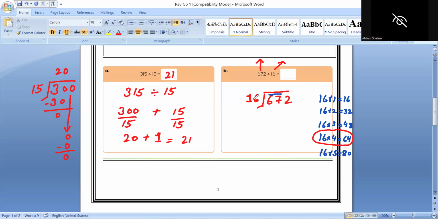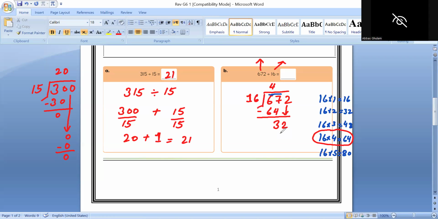16. 16 is already available. What is the next number? 4. I will write here 4. What is the last number after equals? 64. So I can write 64. 7 minus 4 equals 3. 6 minus 6 equals 0. No need to write. Then I bring down 2.